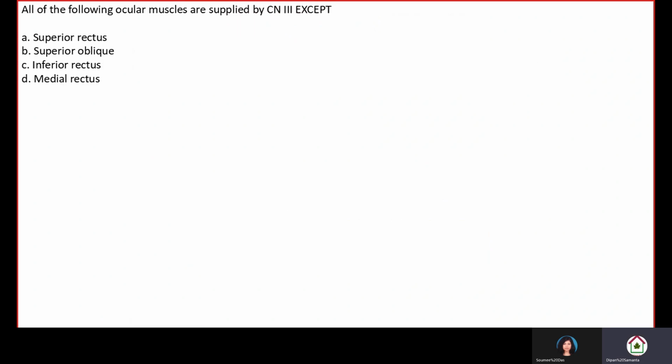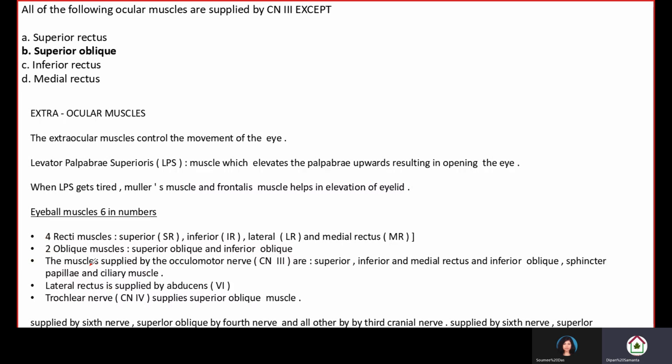First question: all of the following ocular muscles are supplied by cranial nerve 3 except superior rectus, superior oblique, inferior rectus and medial rectus. So the answer will be superior oblique.